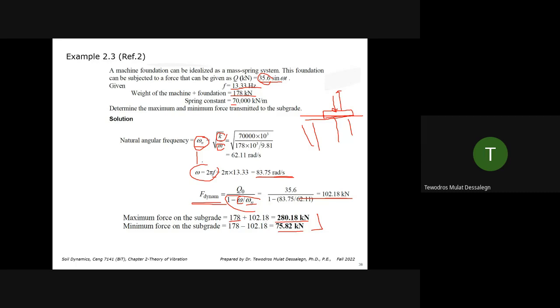You can put different values for W and Wn and see how it goes. Right here you can see it, W by Wn. If I'm designing my foundation system to be close to around 83.75 rad per second, then W by Wn is going to be close to 1. When this is close to 1, this term, the denominator, is going near to zero. When it is near to zero, then the dynamic force is excessively large. So the idea is to minimize the dynamic component. So that's part of the design.